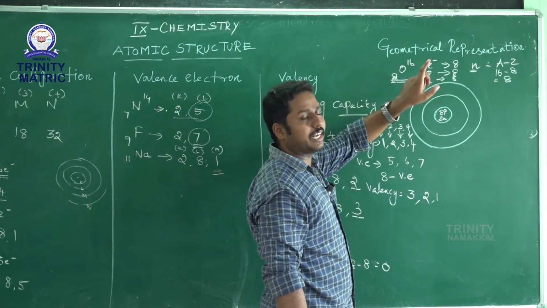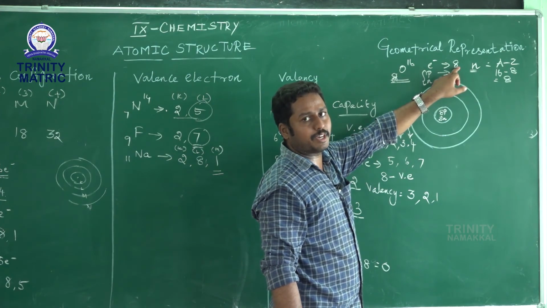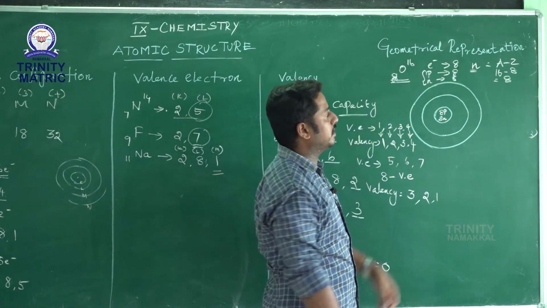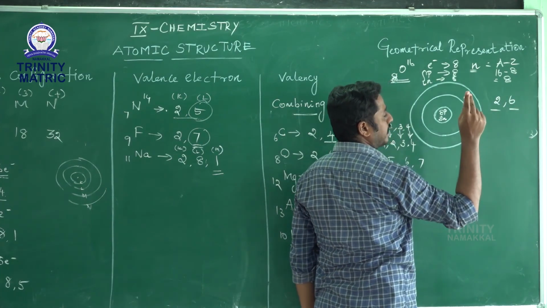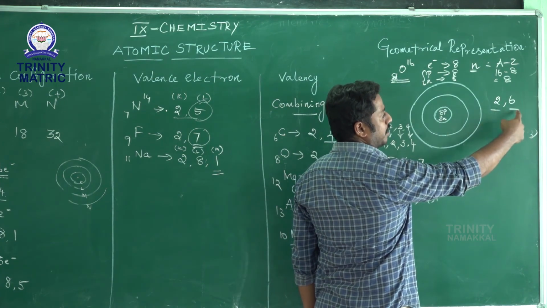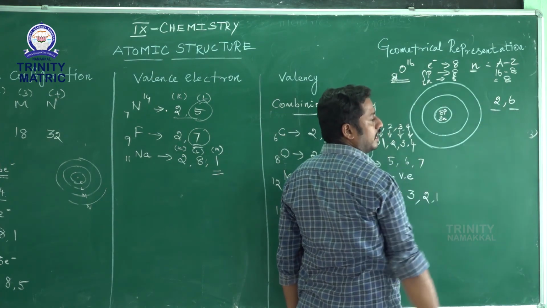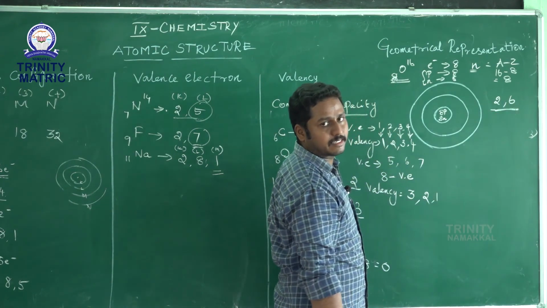Okay, next we want to write the electronic configuration. Totally I have 8 electrons. Okay, what is the electronic configuration for oxygen? 2,6. Okay, totally I have 8 electrons. The first 2 electrons enter into the K shell. Remaining I have 6 electrons. Those electrons enter into the L shell. So the electronic configuration for oxygen is 2,6.